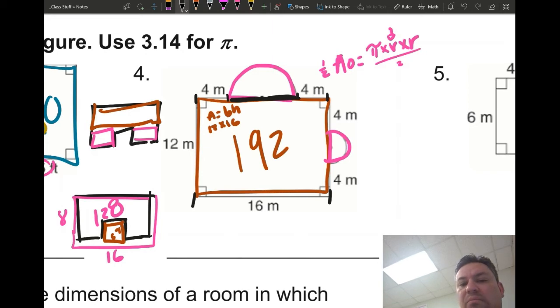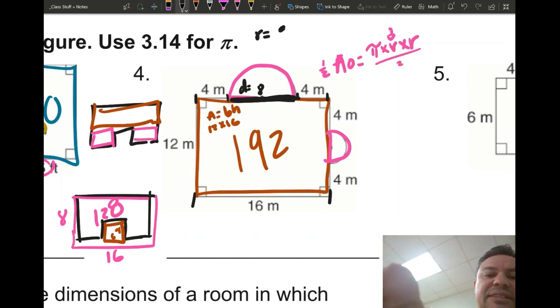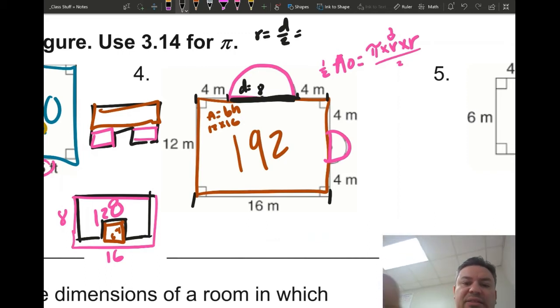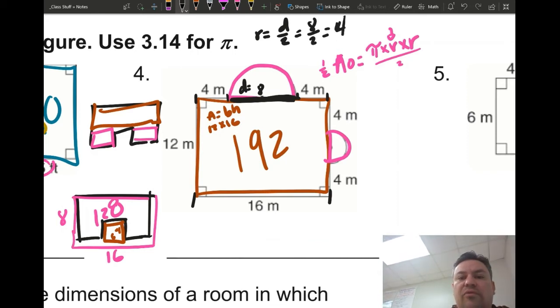So 16 minus 8 is going to give me 8. However, this line right here represents the diameter, and the radius is diameter divided by 2. You can go ahead and check that video about circles that we talked about on the previous one. So my radius is 8 divided by 2, which is 4, for that big semicircle.